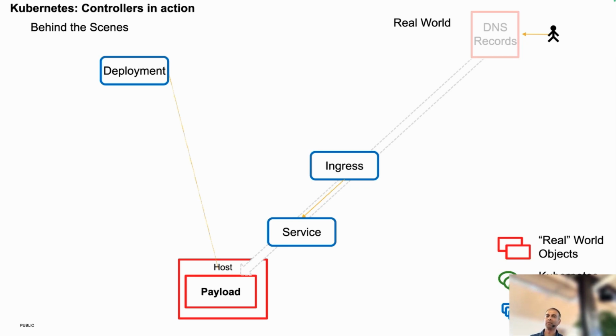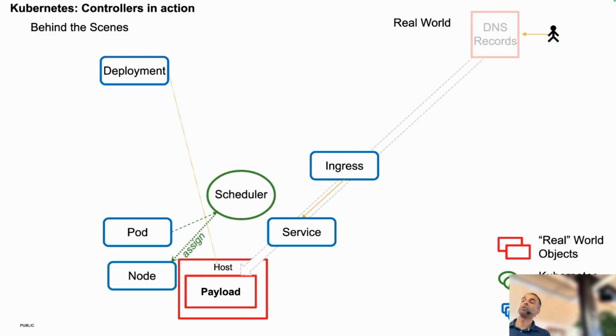The deployment doesn't automatically create the payload. I need a pod for that. Now the pod, which describes the payload, doesn't automatically get onto the host. It actually needs a scheduler and a node object that represents the host. And then it needs the kubelet to do the work and establish that container as payload.